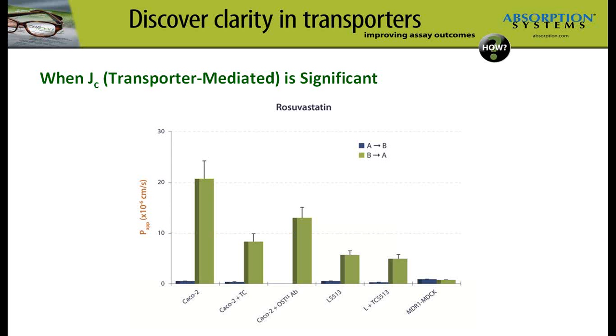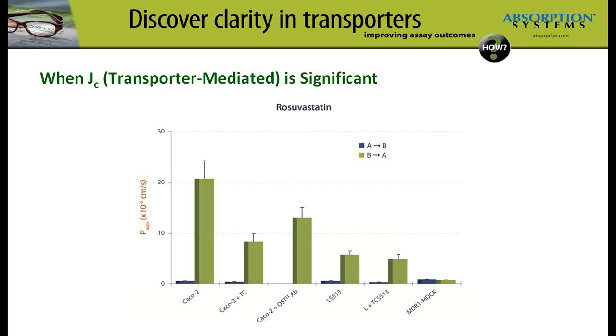Still, I'm using rosuvastatin as an example. The compound shows a high efflux ratio in Caco2 cells. Another cell line, LRS513, was used. This LRS513 cell line also originated from human carcinoma. The difference between the Caco2 and LRS513 is in the basolateral expression of OST.